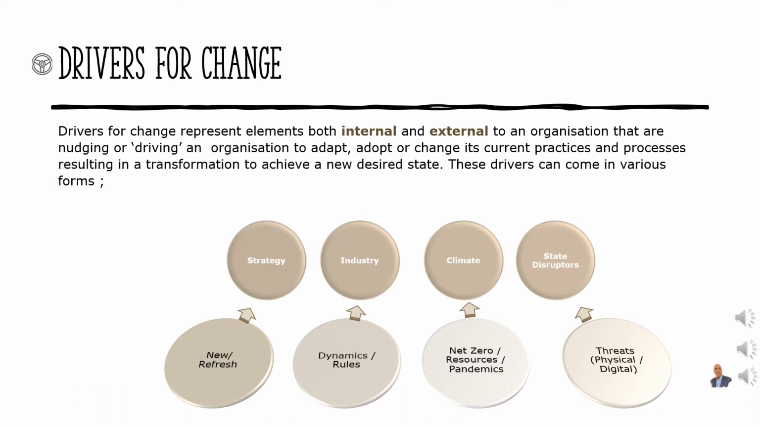Then there is the climate we operate in. We may, for example, be experiencing an ageing workforce, and from that we can observe that we will have skill shortages moving forward, and we may need to accommodate for these shortages. And then there are the threats from other organisations or even state disruptors that we may need to consider.